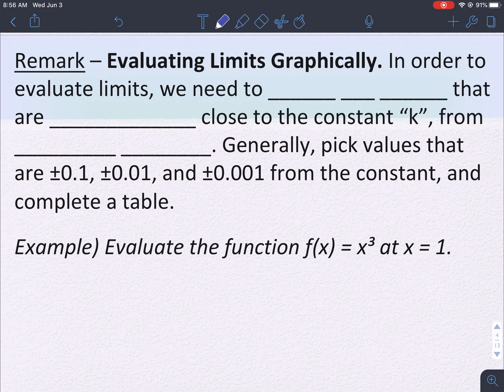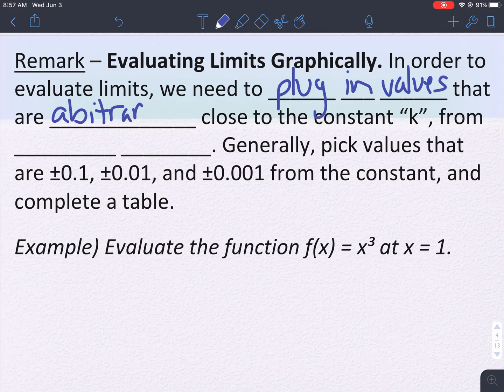How do we evaluate or discover limits if we are not actually plugging in values? Well, we are going to plug in values, but they're just going to be arbitrarily close to whatever that constant is. And we're going to look at that from both sides. Generally, we will pick values that are plus or minus 0.1, plus or minus 0.01, and plus or minus 0.001 from the constant, and complete a table of values.